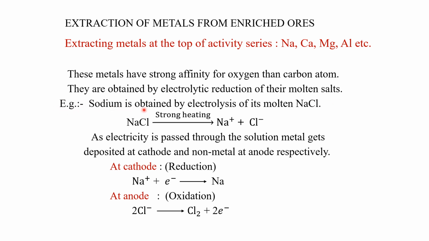For example, sodium is obtained by electrolysis of molten sodium chloride. When the sodium chloride is strongly heated, it will change into Na plus and Cl minus ions in molten form. As electricity is passed through this, metals get deposited at the cathode and non-metals at the anode. At the cathode there is a reduction reaction: the sodium ion will accept one electron and form sodium metal. At the anode there will be oxidation, where the chloride ion will lose one electron, and two chloride ions form a chlorine molecule with the release of two electrons.